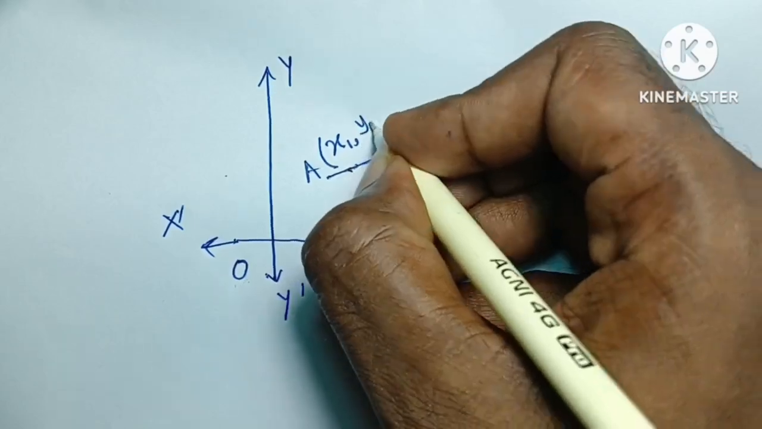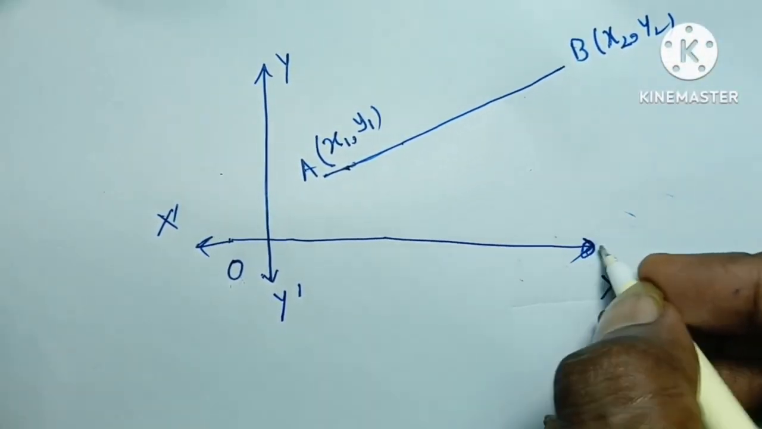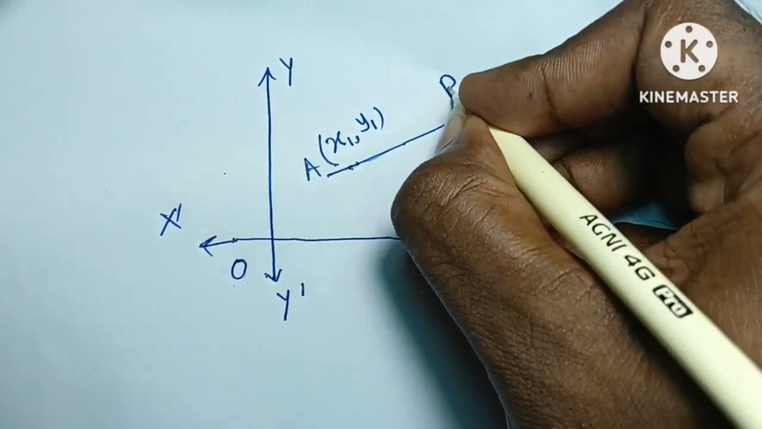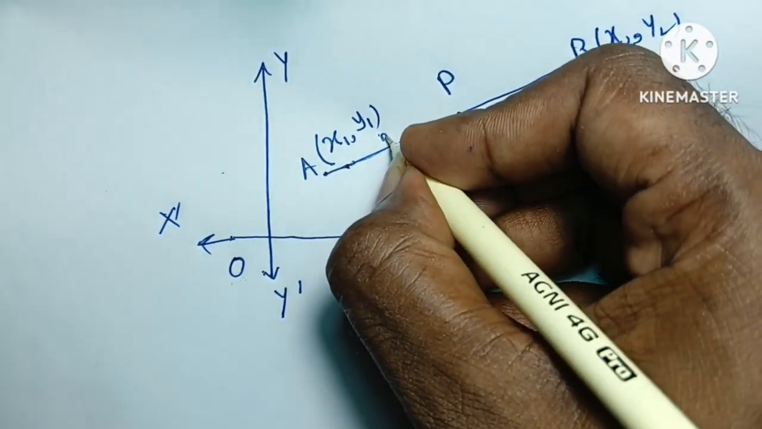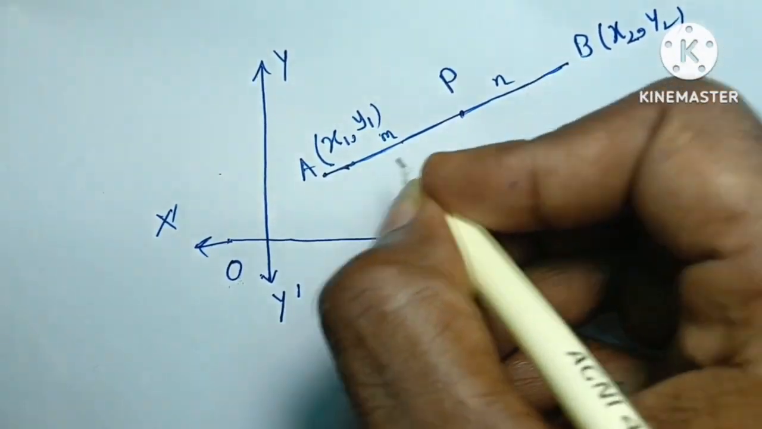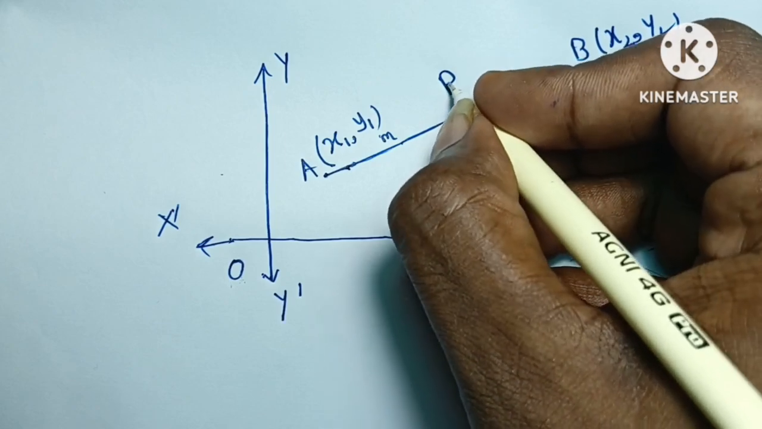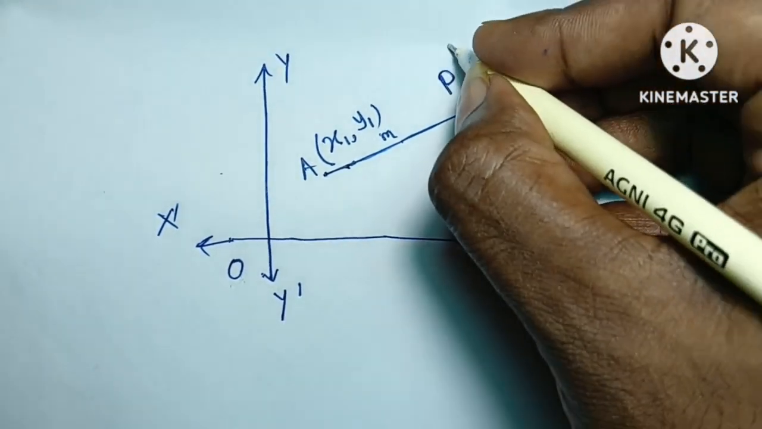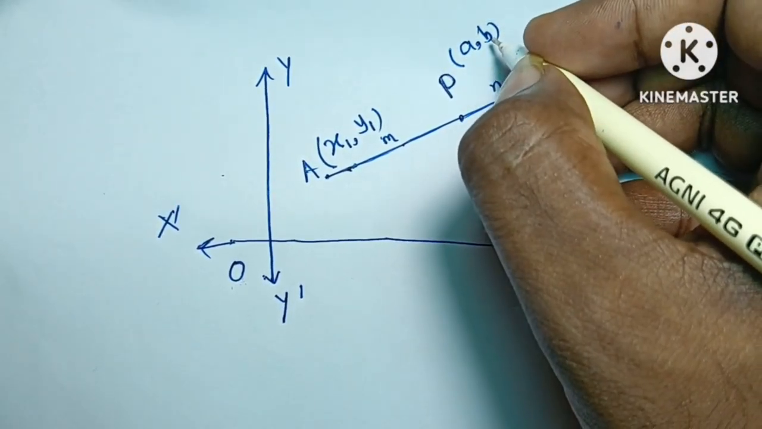This is x1, y1. This is x2, y2. Let the point P bisect the straight line AB in the ratio m is to n. This part is m, this part is n. So what will be the coordinates of the point P? Let me take it as a, b. I will find the value of a and the value of b.